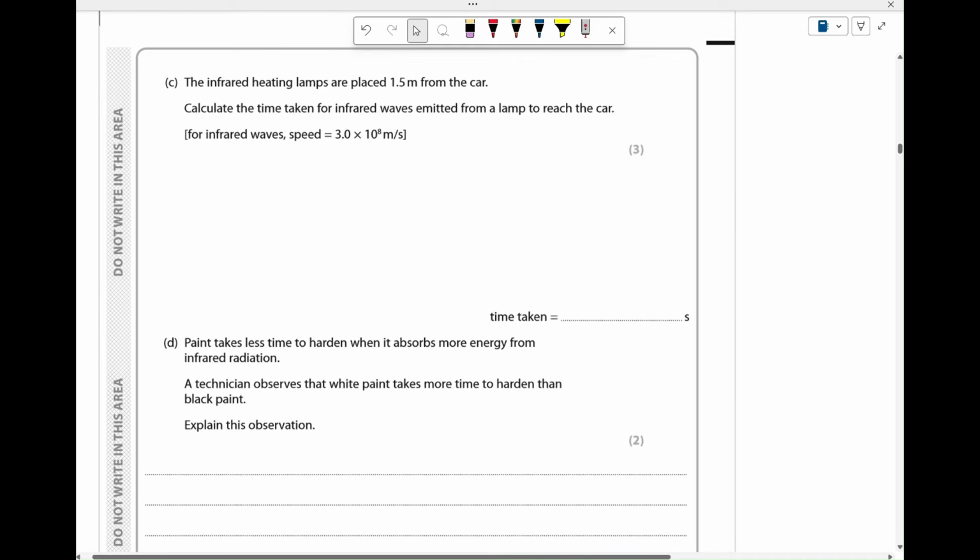Okay, we're still going with this. Infrared lamps placed 1.5 meters away. How long does it take for the waves to reach the car? We're doing time is equal to distance divided by speed. The distance it's got to cover is 1.5 meters. The speed is 3 times 10 to the 8. When you put that into your calculator, you get 5 times 10 to the minus 9 seconds.